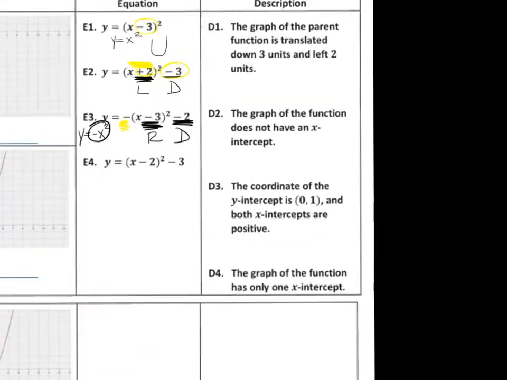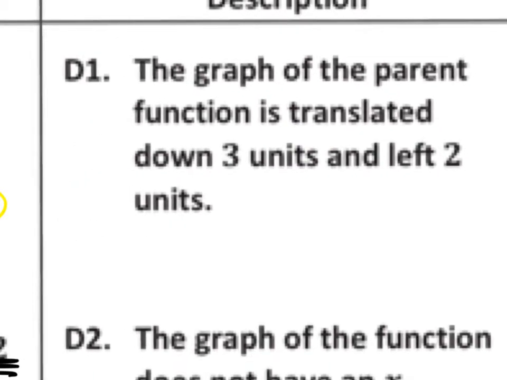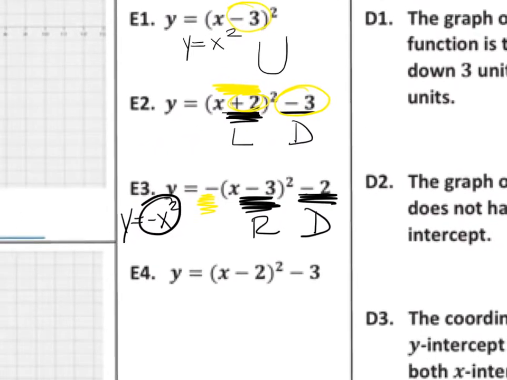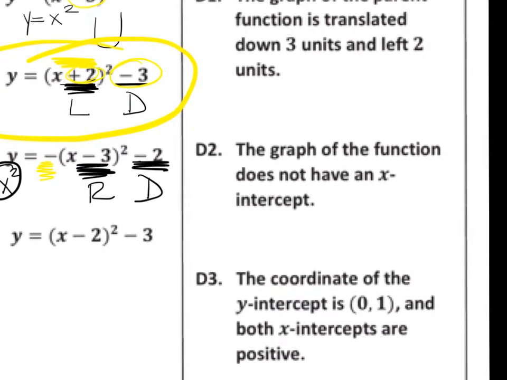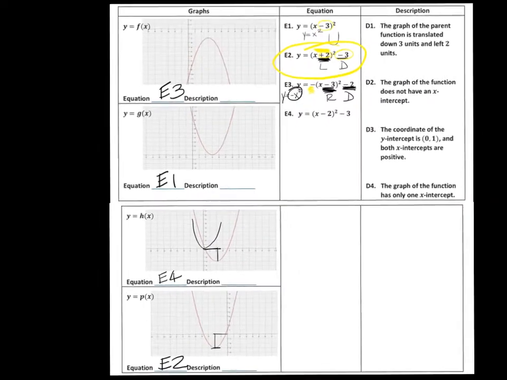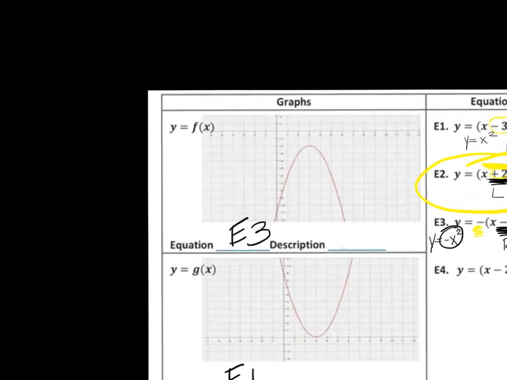All right, your descriptions. The graph of the parent function is translated 3 down and 2 to the left. Which one of these is translated 3 down and 2 to the left? That's right. It is this one. The graph of the function does not have an x-intercept. It does not cross the x-axis. Which one does not cross the x-axis? E3. Yeah, E3 here. That's right.